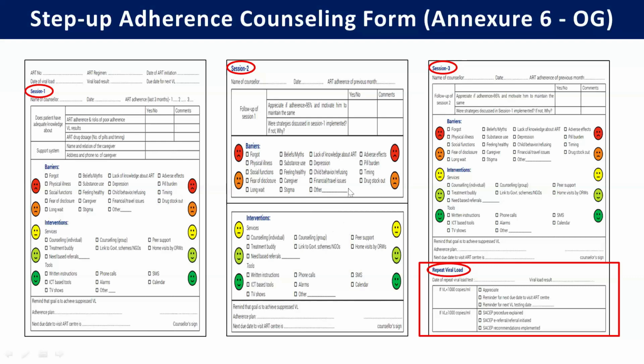Some intervention regarding that particular problem of the patient has to be made. Same thing in session three: if the adherence is more than 95%, it has to be appreciated and the patient has to be motivated to keep it. If not, then we need to continue. Sometimes, immediately after the first month, the adherence doesn't pick up, so repeated counseling may be required.